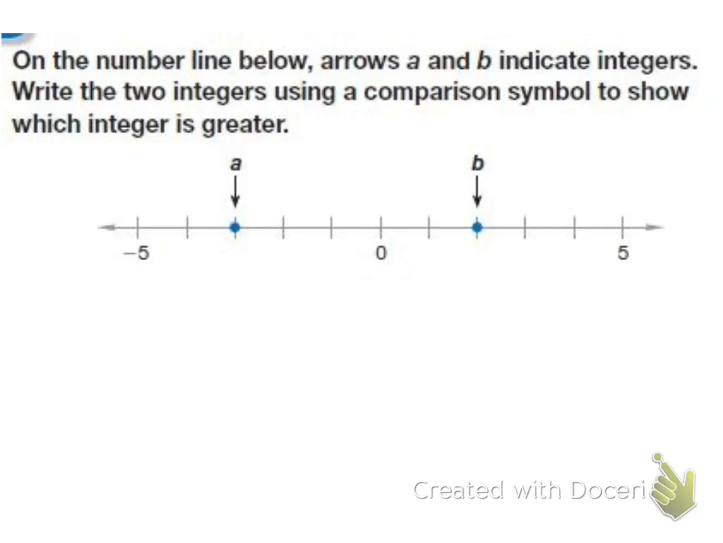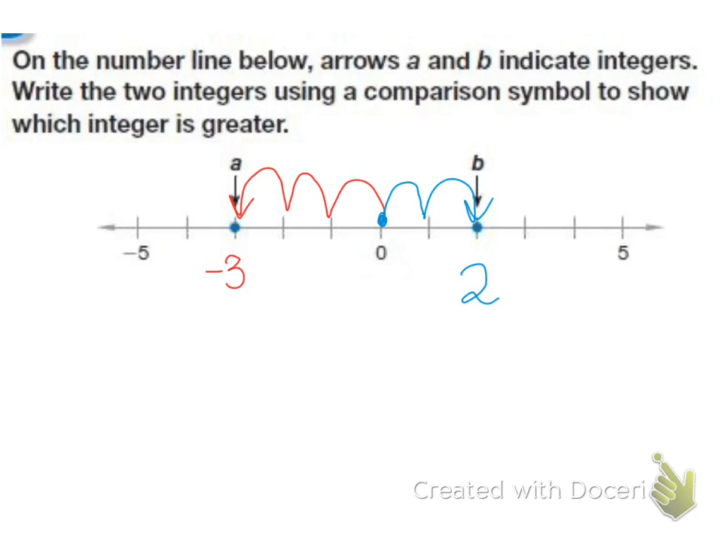On this problem, it says, on the number line below, arrows A and B indicate integers. Write the two integers using a comparison symbol to show which integer is greater. First we have to figure out what these are. Starting at 0, we're going to count the units to the left. So we have 1, 2, 3. That means A is at -3. Now we're going to count to the right to find B. Starting at 0 again, we go 1, 2. So B is at 2.